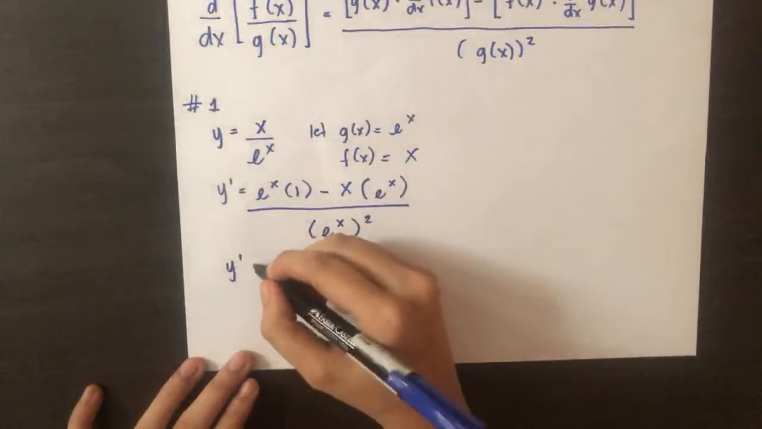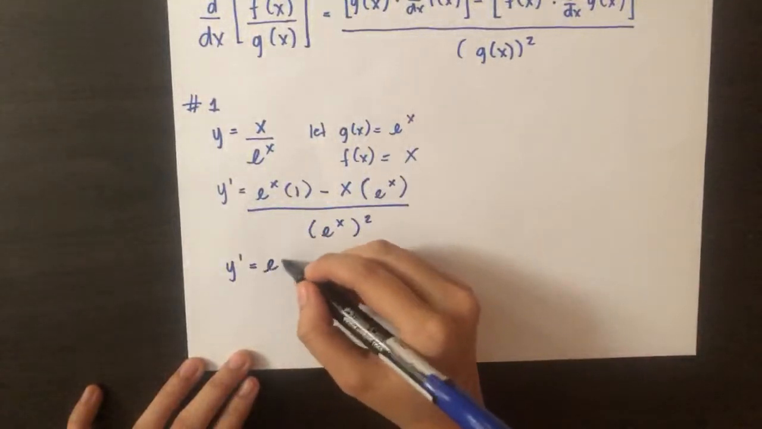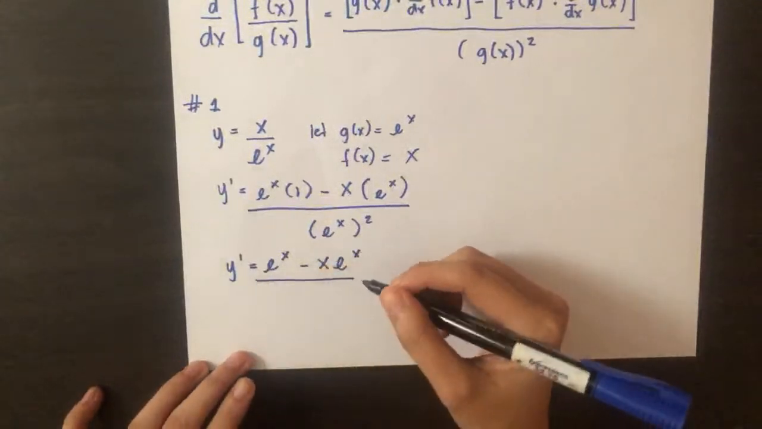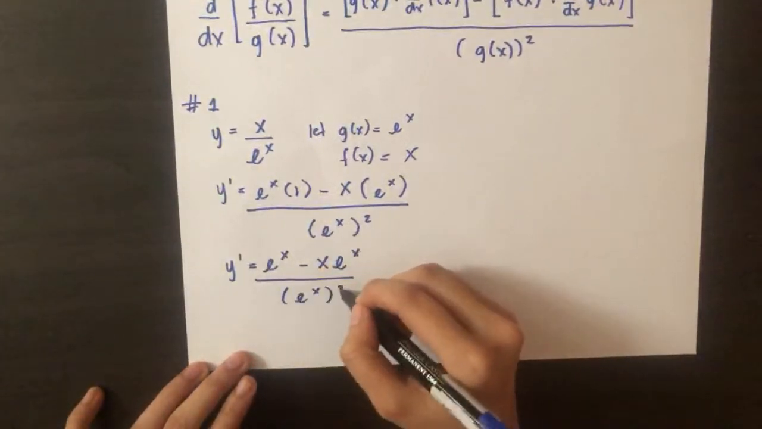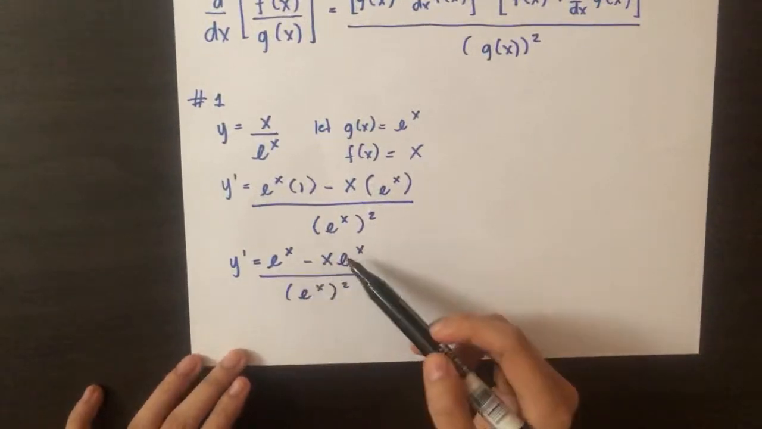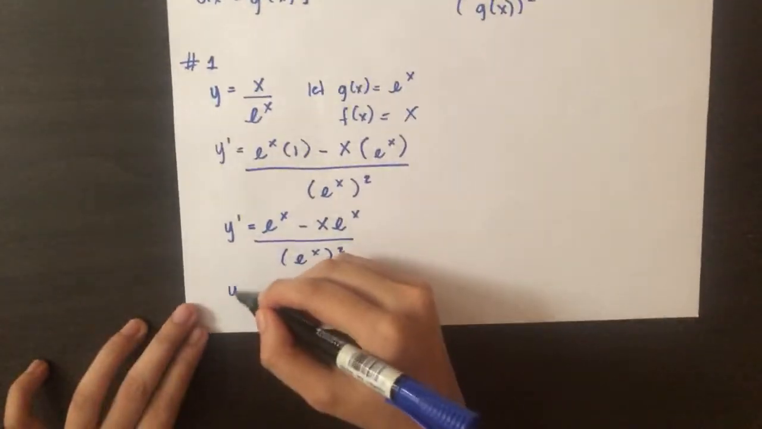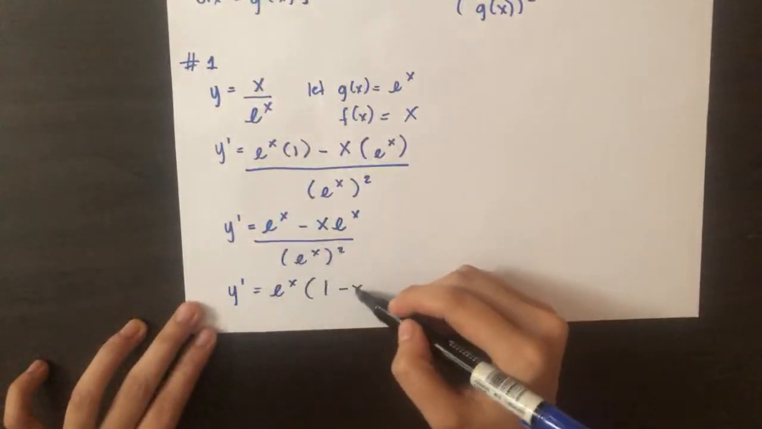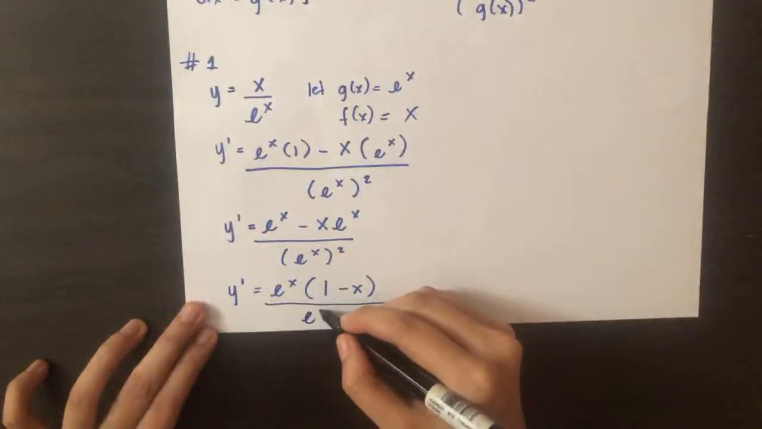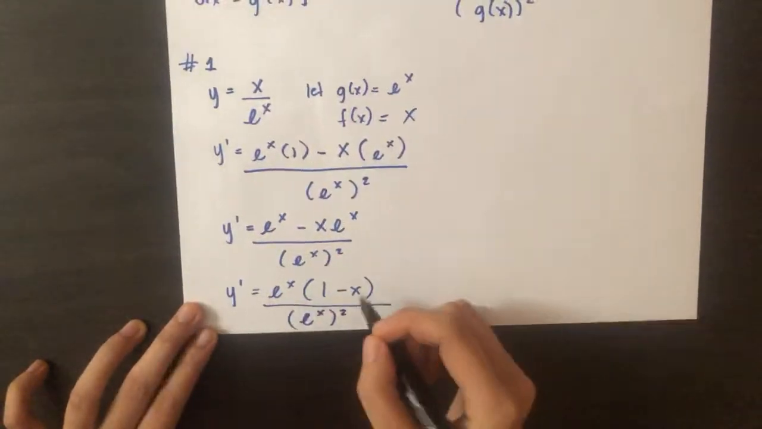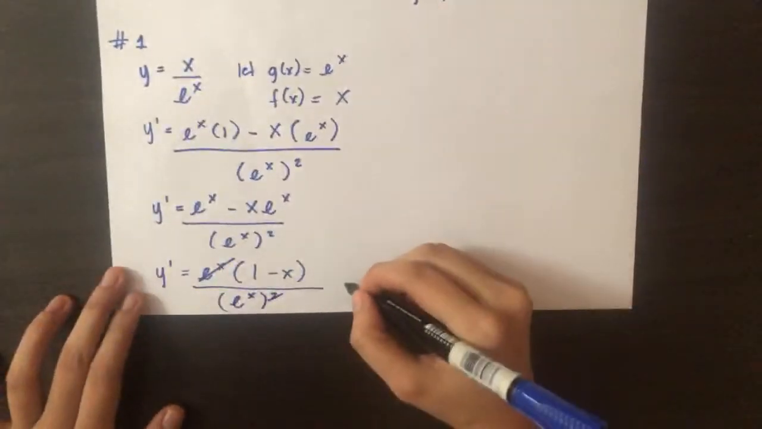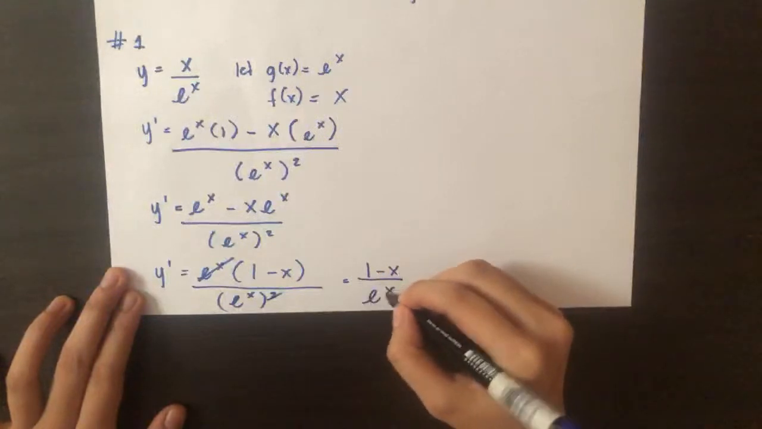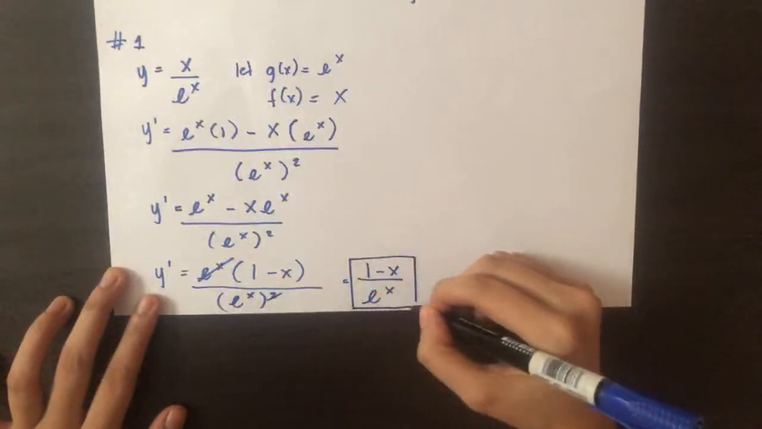Simplifying, e raised to x minus x e raised to x over e raised to x squared. So, pwede kong i-factor out dito si e raised to x. Factor out, we have 1 minus x e raised to x squared. So, makakancel yung isa. So, final answer, we have 1 minus x over e raised to x. Ayan. That's the derivative.